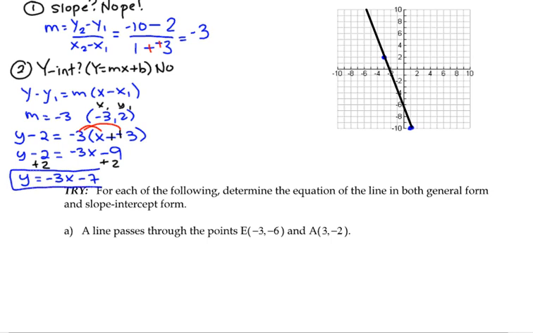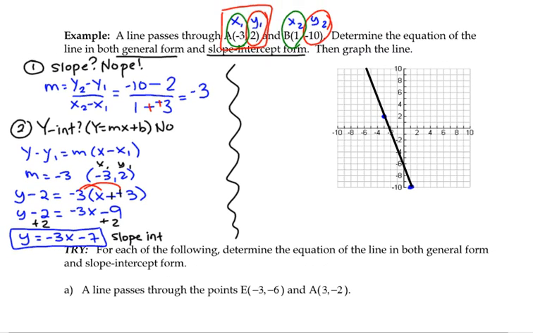And what's this form called? Slope intercept. I keep getting you to write down the name of it so we memorize these names. Now the question asks us to do two things: write the equation in slope intercept and general form. So we need to make it general form.